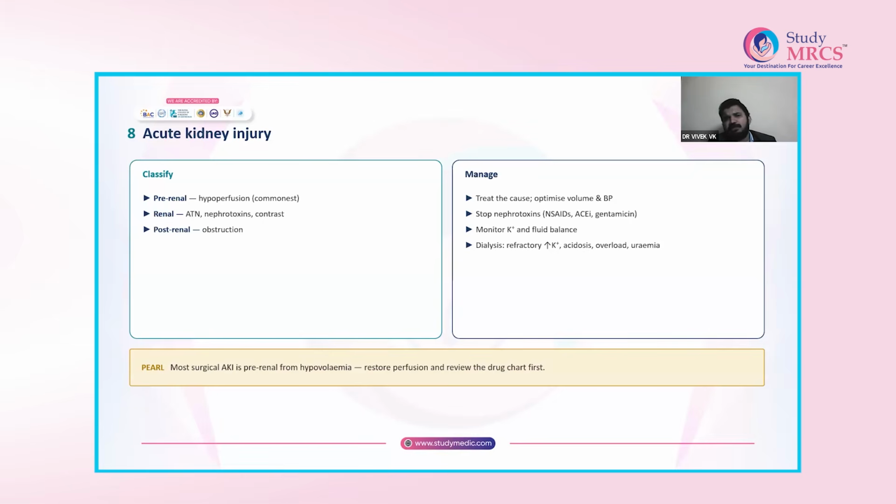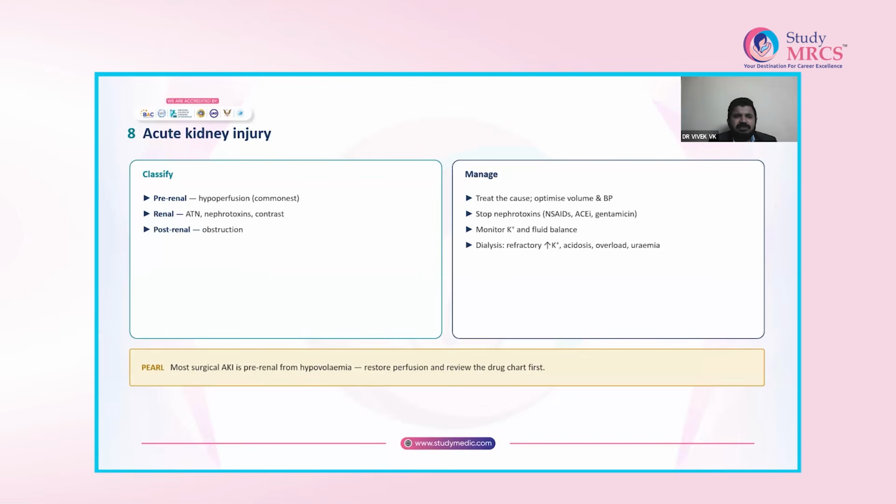So how will you manage? You have to treat the cause, you have to optimize the volume, you have to measure the blood pressure, you have to stop the culprit drugs, suppose the NSAIDs, ACE inhibitor or gentamicin. You have to monitor the potassium and fluid balance. In a patient with refractory acute kidney injury, that is, the patient has developed acidosis or increased potassium, you may have to consider dialysis.